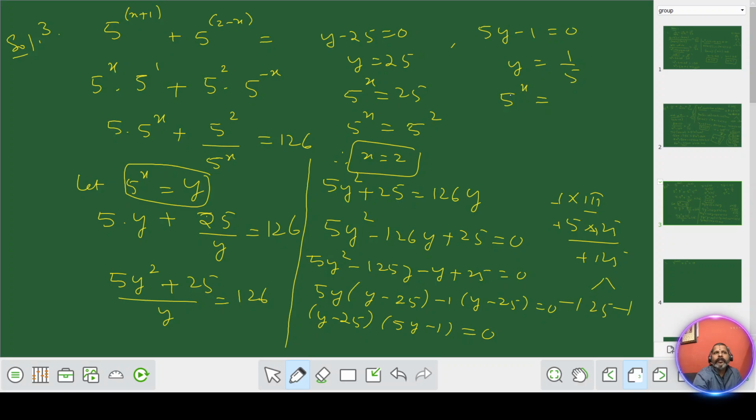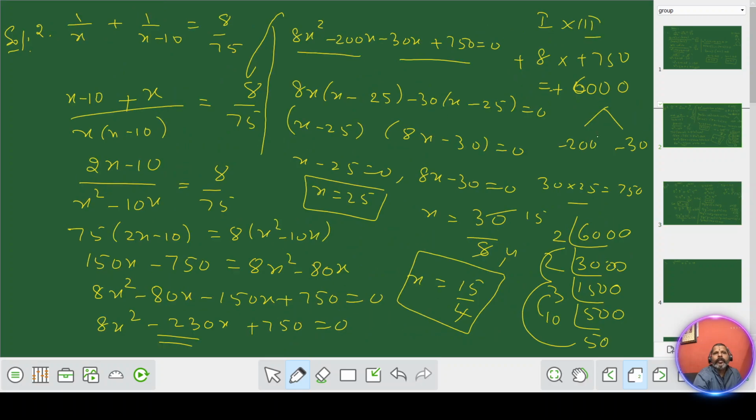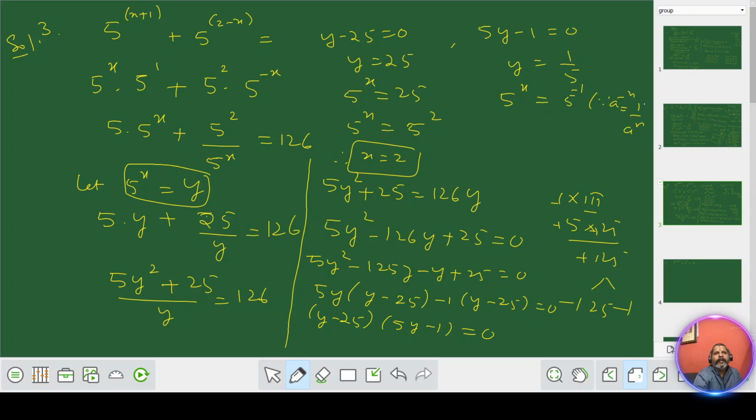Here, y also, 5 to the power x equal to 1 by 5. What is 1 by 5 means? We cannot write 5 to the power x as a fraction form. Instead, 1 by 5, we can write as 5 to the power minus 1, because a to the power minus n is 1 by a to the power n, right? So, comparing this, we get x equal to minus 1. Isn't it interesting?